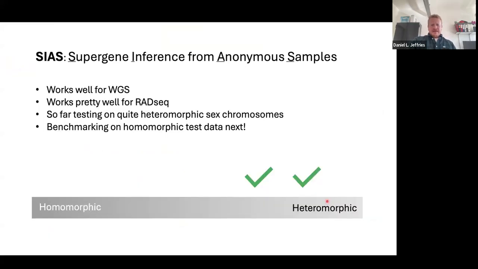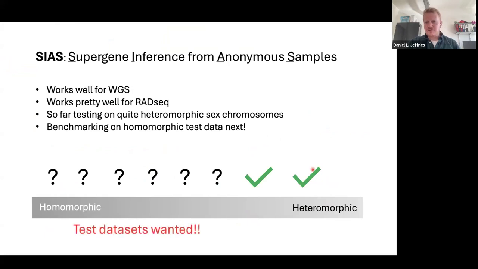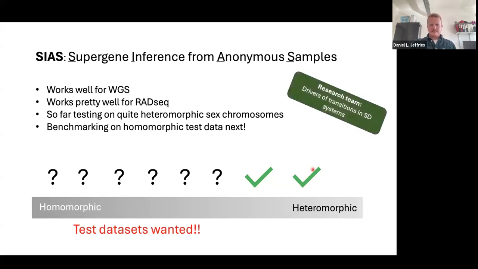The issue is that we have so far only tested data sets which are pretty heteromorphic. So we are on the lookout for test data sets for species where you know the sex of the samples, you know the sex chromosome, but it's a homomorphic system. So if anyone has any data sets out there that they'd be willing to share with us to test this software, please get in touch. And just one last thing.